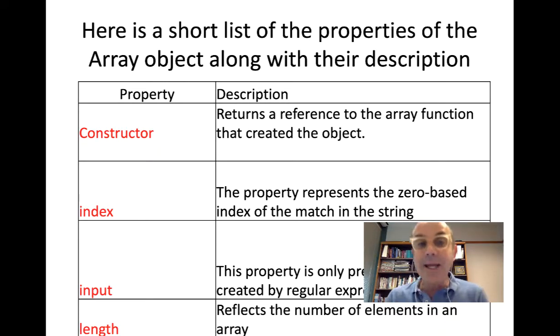So in this case, we have Array as a constructor, the first example, which returns a reference to the array function that created the object. Then we have the index property. The property represents the zero-based index of the match of the string. We have the input property, which is represented in an array created by a regular expression match. And we have the length, which reflects the number of elements found in the array.